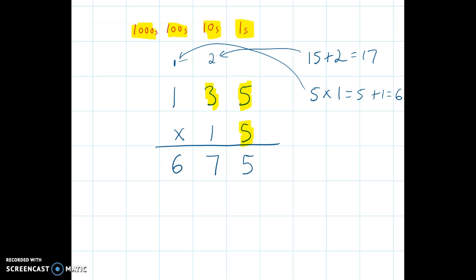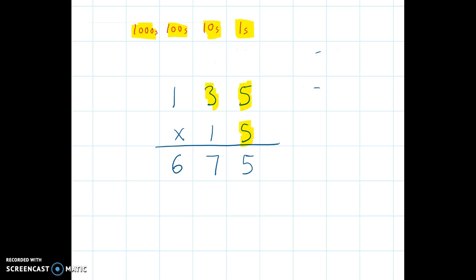Now let me get rid of these because I don't need them right now. And of course I multiplied the 5 times the 1. So I get 675. Now, you notice that this 5 right here is in the ones column. The ones column.